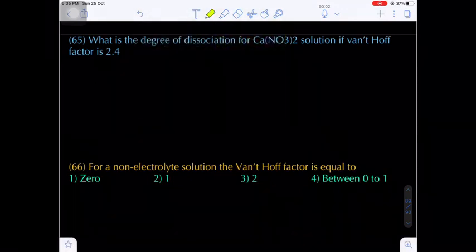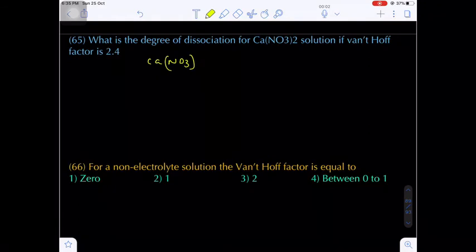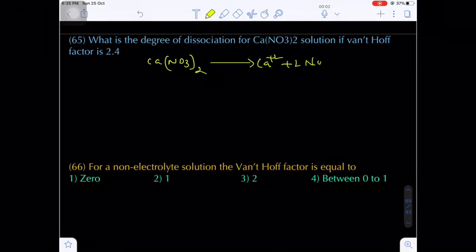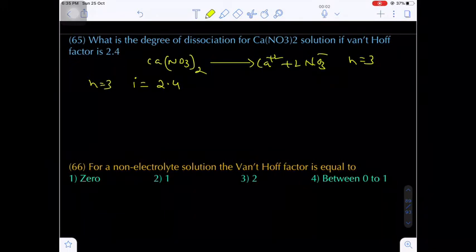What is the degree of dissociation of calcium nitrate if the Van 't Hoff factor is 2.4? First of all, how does calcium nitrate undergo ionization? As a calcium ion, that will be Ca plus 2, and nitrate ions. That means overall how many particles are produced? 3 particles. And what is the iota value given here? 2.4. Number of particles we know is 3 and iota value we know is 2.4. With the help of these two we can find the alpha value.